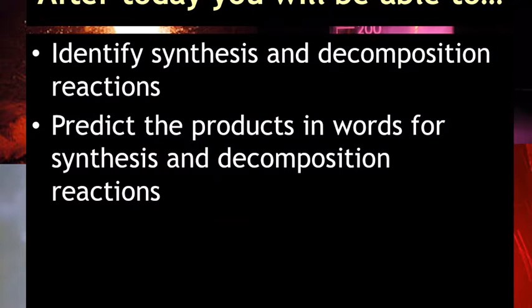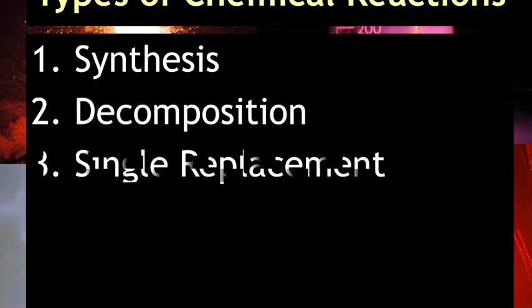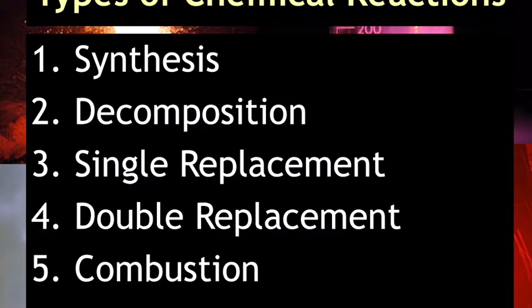So moving on now, we are going to talk about the 5 main types of chemical reactions. And we are going to start with synthesis and decomposition, and we're going to talk about how you can predict the products for those reactions. So the 5 types are synthesis, decomposition, single replacement, double replacement, and combustion.